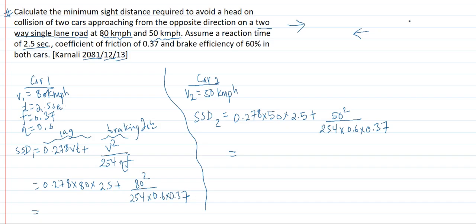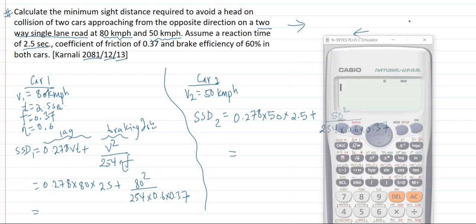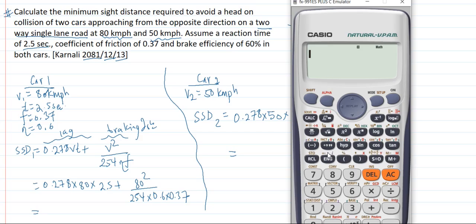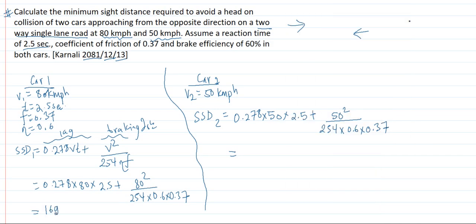So let's calculate this. 0.278 into 80 into 2.5 plus V square, that is 80 square, right? 80 square by 254 into 0.6 into 0.37. The answer is 169.099 meter.